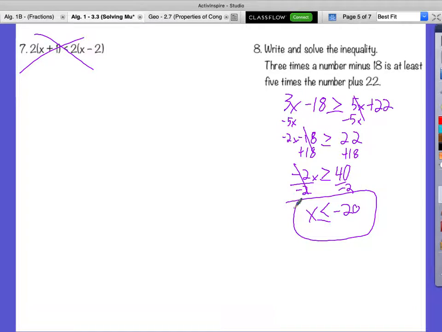And I did not make us have to do set notation on this one because that was nice, but if you wanted to, which a lot of you did already, which is awesome, it would look like that.